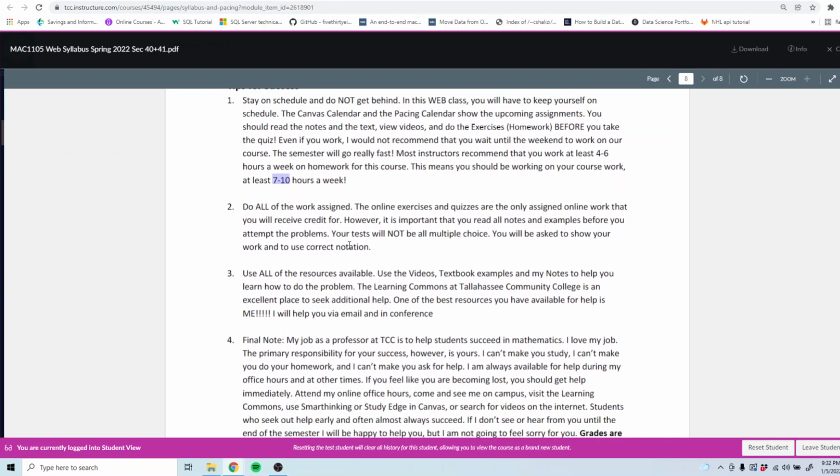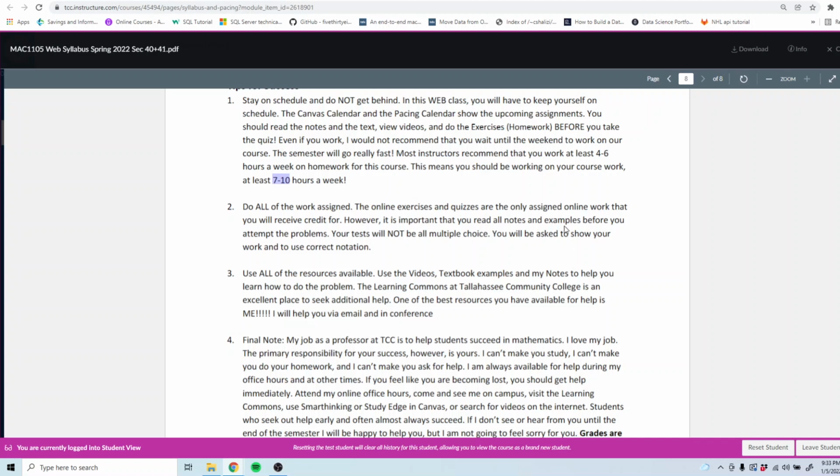And then the other big thing, of course, you're told this in every math class ever, is that you need to do the work. You need to do the homework. So the online exercises, the homework and quizzes are the only assigned online work that you receive credit for, right? Besides the test, of course. So you need to make sure that you're doing them.